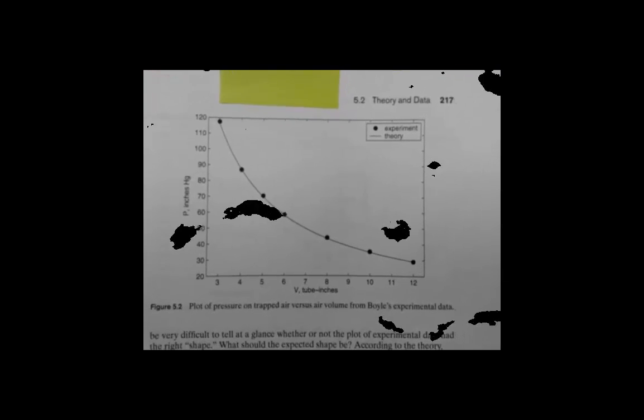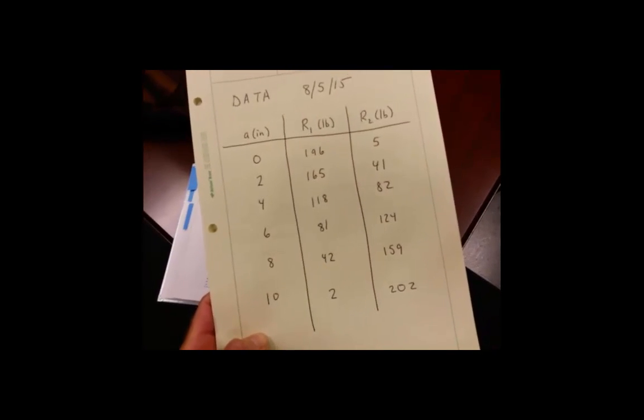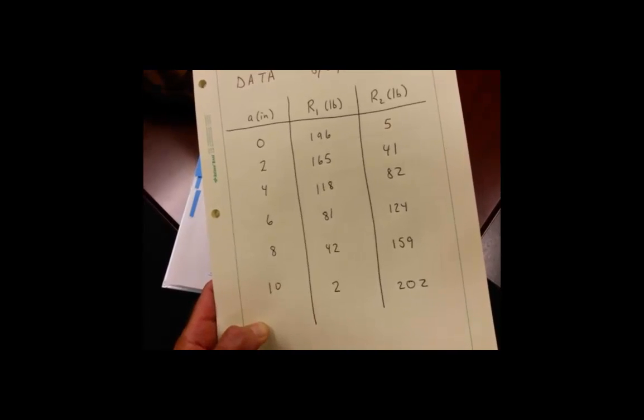Now I'm going to go over to the computer and let's get started. This is the data that I had lying around. The first column is A, the position at which I measured the reactions. R1 is a force measurement, and R2 is a force measurement. As A ranged from 0 to 10, R1 ranged from about 200 to almost 0, 196 to 2. R2 has the opposite trend. It started off small and got bigger, ranging from 5 to 202. I'm going to put this data into Excel and then generate a chart.